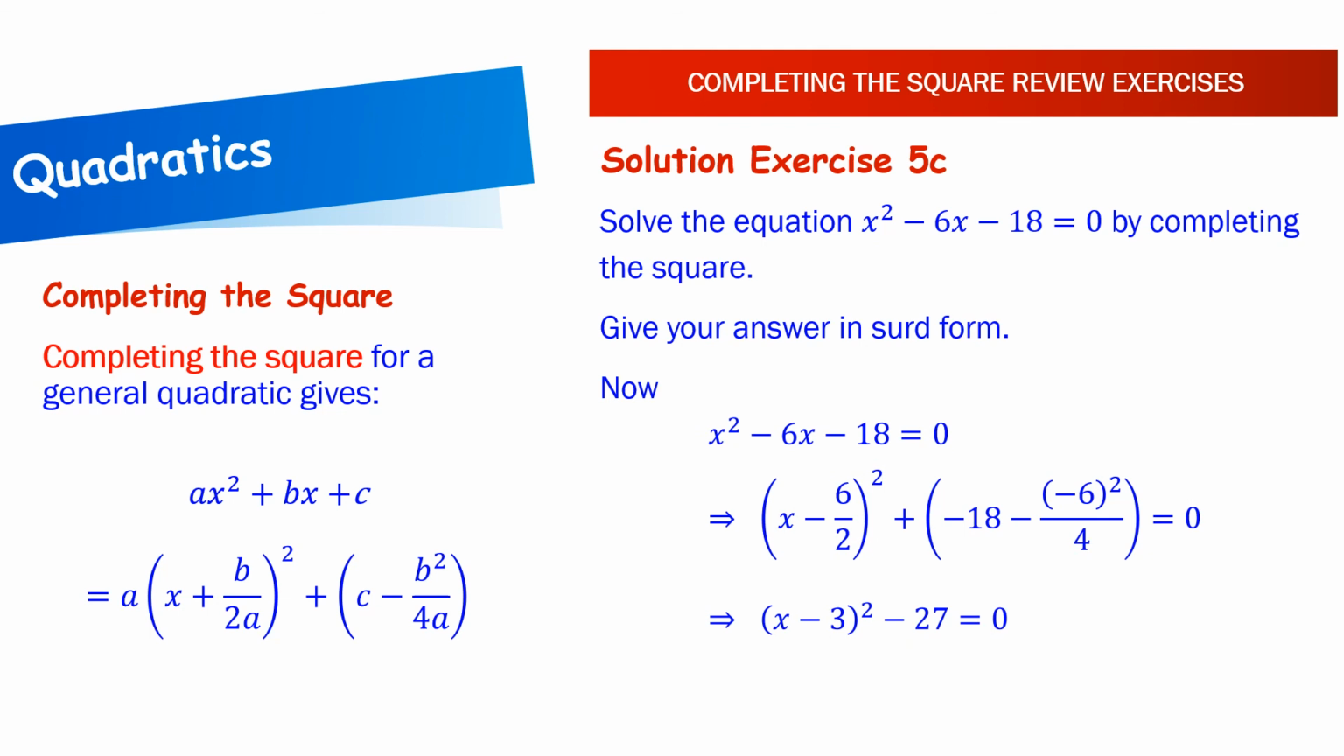So now let's solve this. We now rearrange this so that it can facilitate square rooting, as shown. And so if we square root, we have x minus 3 on the left-hand side equals plus or minus the square root of 27 on the right-hand side. And then isolating the x gives us x equals 3 plus or minus 3 root 3. And of course here we know that root 27 equals 3 root 3.